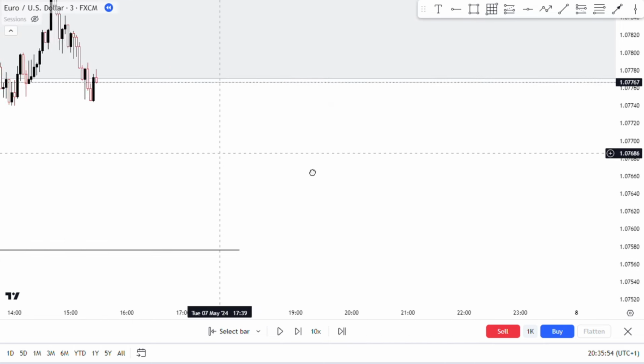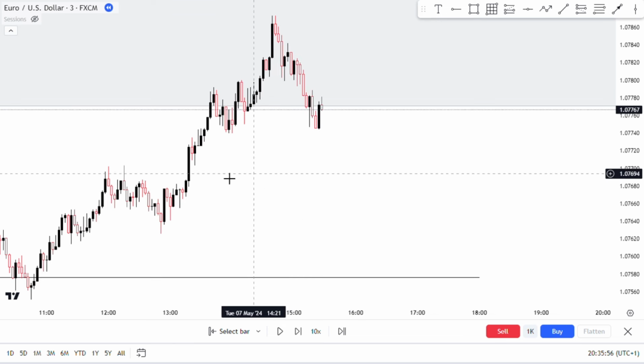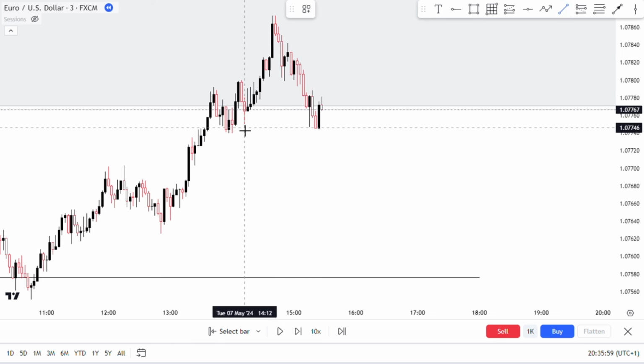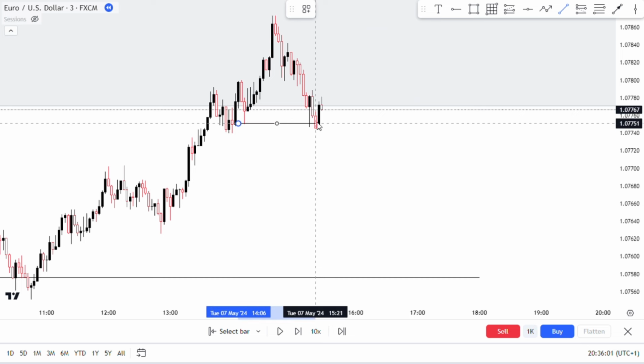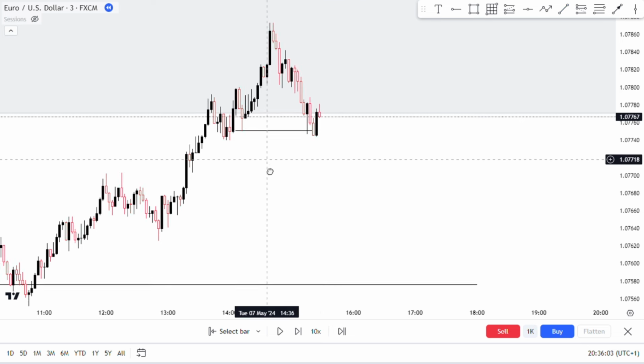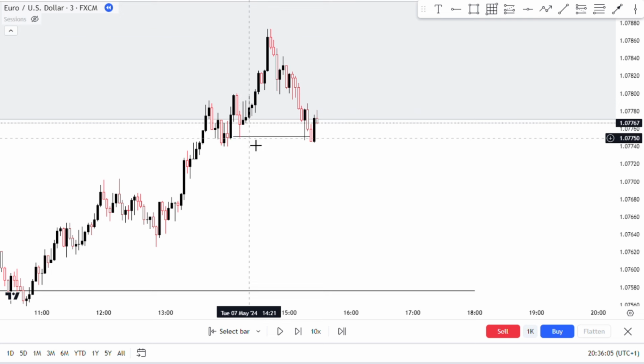So right now we have a break of structure here. We have a break of structure here. So price breaks structure here. So we have a break of structure. Which order block is responsible for this break of structure? This particular order block here.